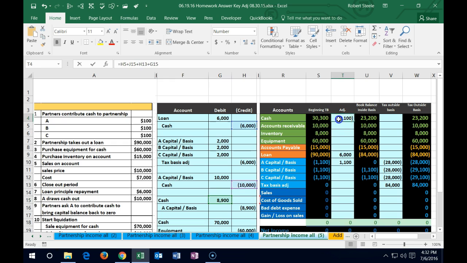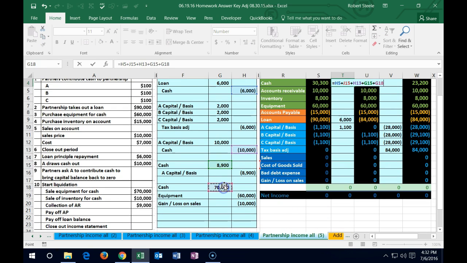I'm going to go up to cash. I'm going to double click on it. Go to the end. Scroll down a bit. We're going to take that 70,000, increasing the cash. Now we've got more cash to pay folks off. We're going to go to the equipment. We're going to say that equals, point to that 60,000, taking the equipment off the books to 0. That's what we wanted to happen.